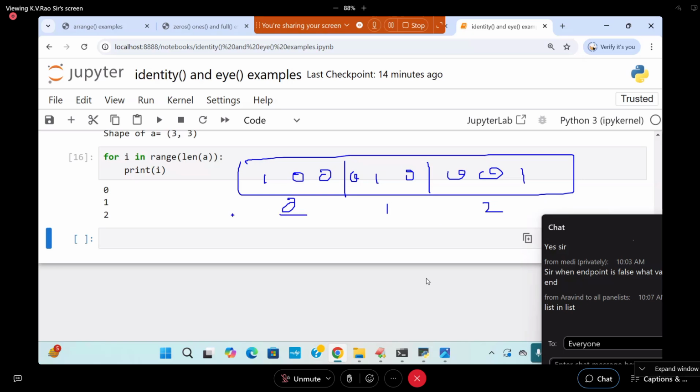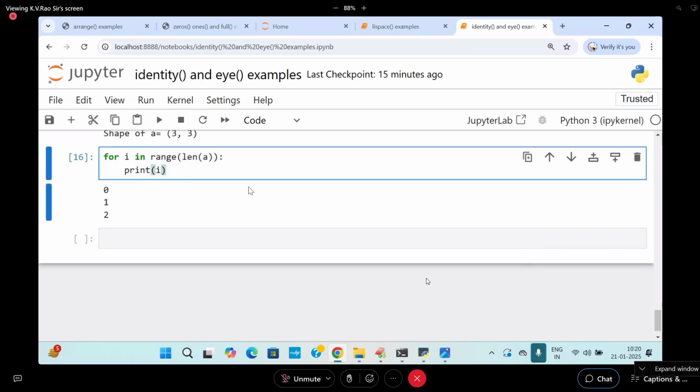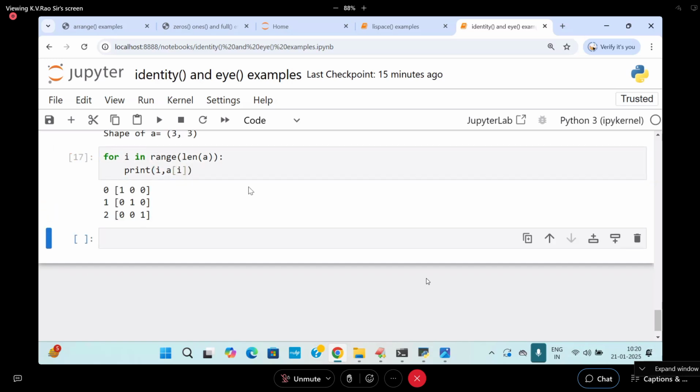What is at the 0th place, what is printed? This entire value, 1, 0, 0. This is the value printed. This is the value printed. If you know the subject, you can understand. A of what? I. A of I. Okay, for more clarity I am showing. What is the 0th value? 1, 0, 0. What is the first one? 0, 1, 0. What is the second one? 0, 0, 1. Are you okay?